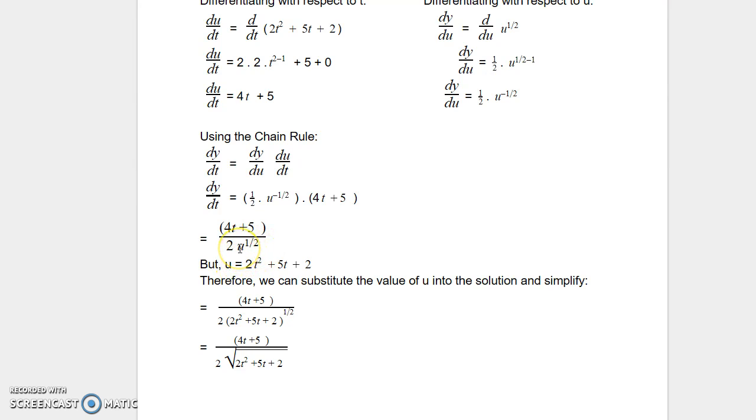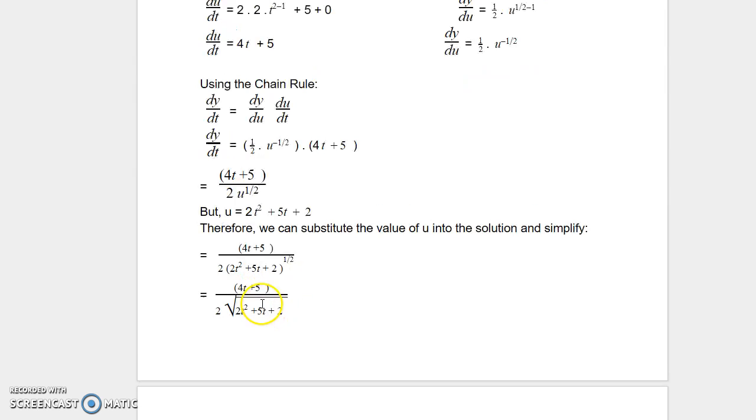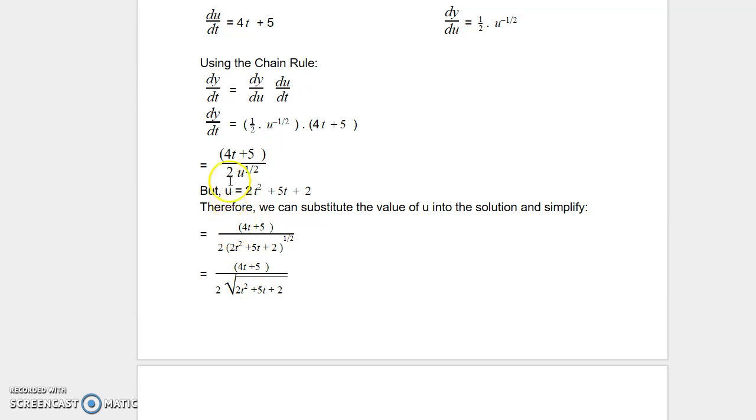But we cannot have u as part of the answer, so therefore we're going to substitute the value of u, which is equal to 2t squared plus 5t plus 2. Okay, so when we do that, we can write it as 4t plus 5 in the numerator divided by 2 times, instead of u we're going to write this 2t squared plus 5t plus 2, the whole thing raised to the power of 1 half.